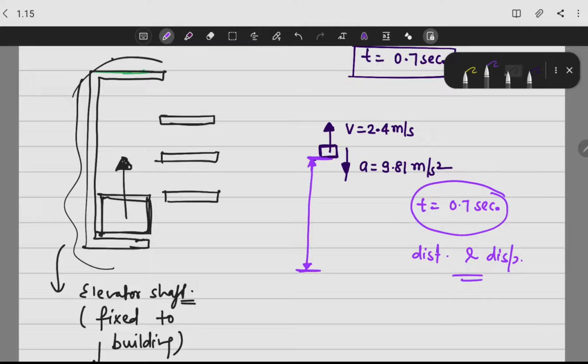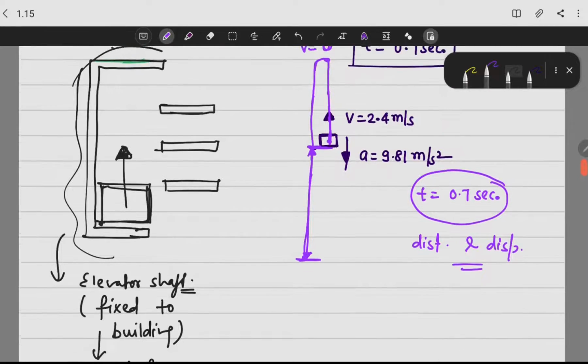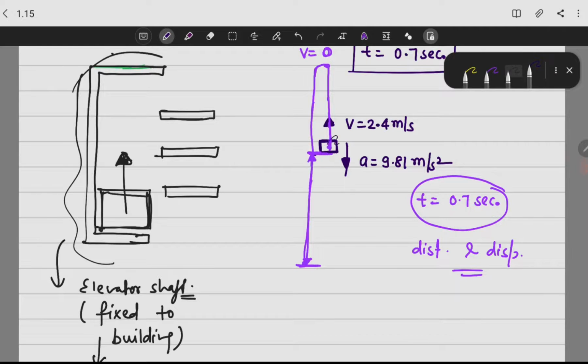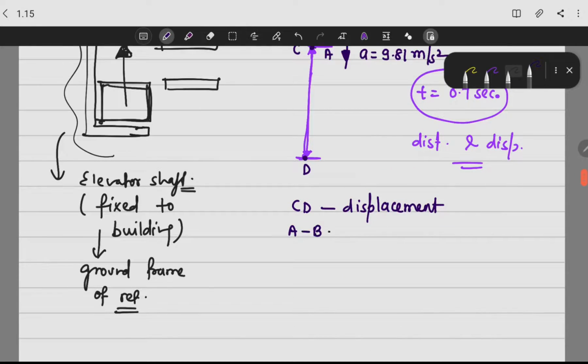Okay, so let us say that it will move from this particular point to the uppermost point where the velocity will be 0, and then it will come back and reach this particular point. Now let us say this is point A, this is point B, this is point C, and this is point D. We know that CD is the displacement, and from A to B, then B to C, then C to D is the total distance.